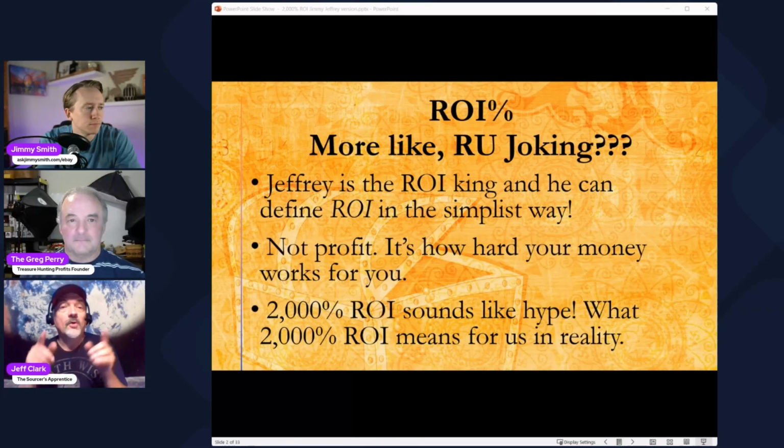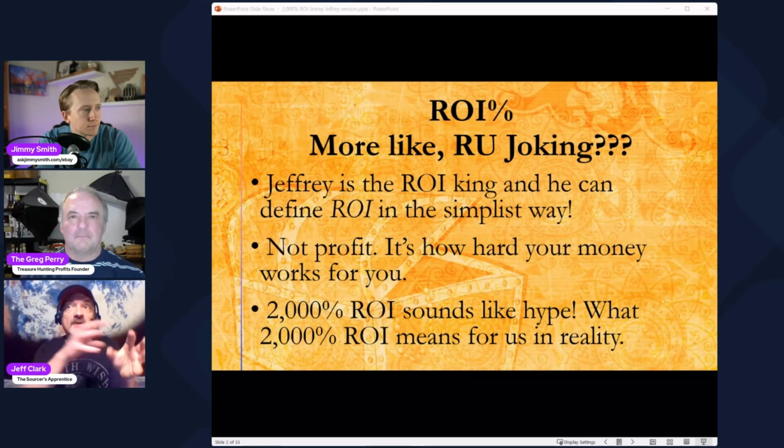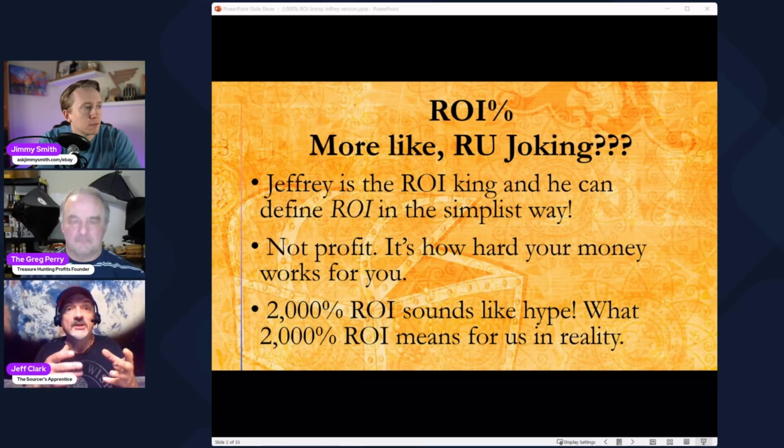Mm-hmm. But ROI is return on investment, which means whatever you paid for the item, how many times did you multiply that cost? So if you buy something for $5, you sell it for $10, that's 100% ROI. So it's 50% margin, 100% ROI. So if you're talking 2,000% ROI, that's like buying something for $1 and selling it for $20, which sounds incredible to people that don't know this business. But for Greg and I, that's like a Tuesday.